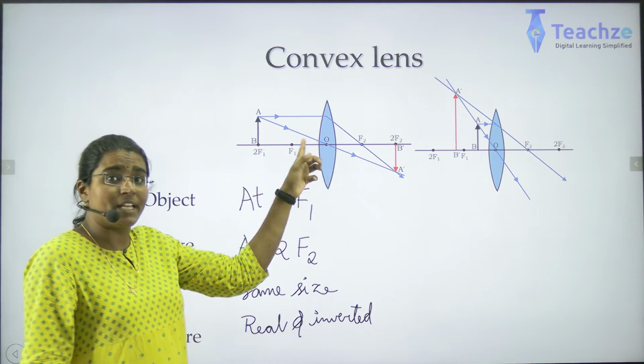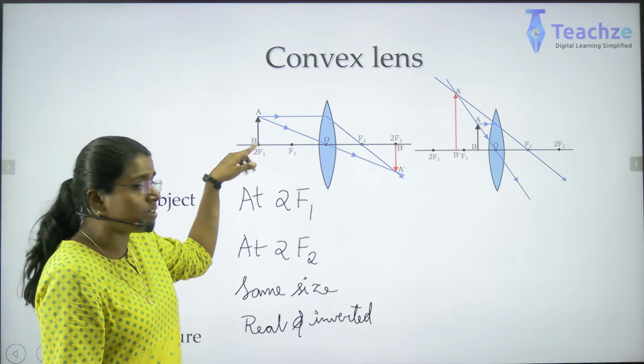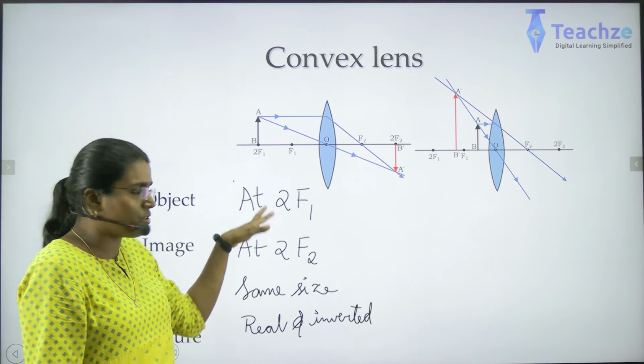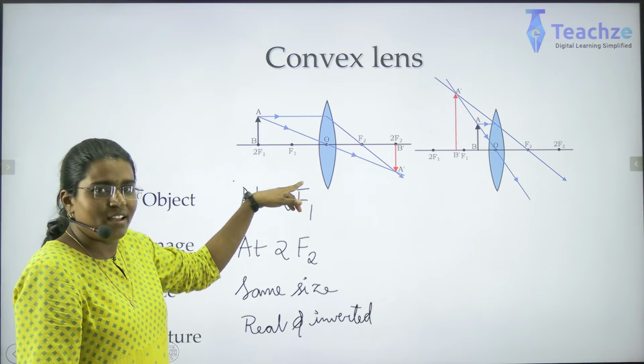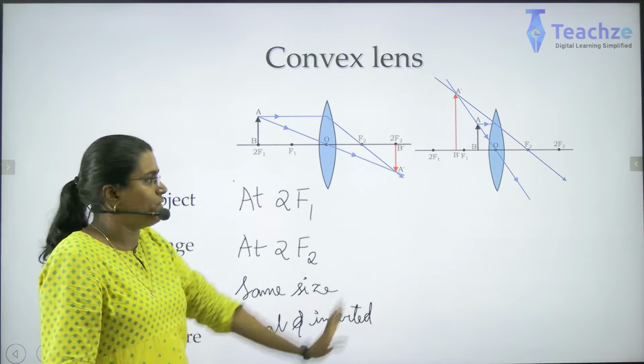But in a spherical mirror, the image was just behind, just the opposite of the object, just down the object. So here, if you see, it is on the opposite side of the object.